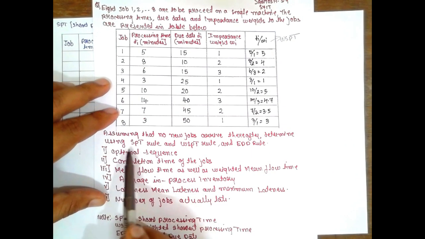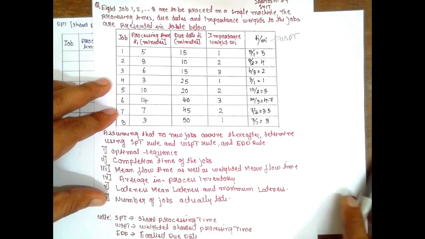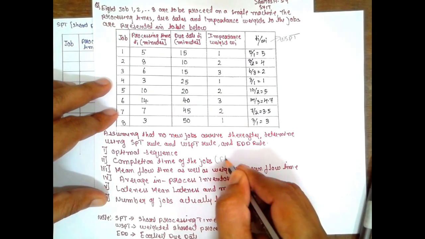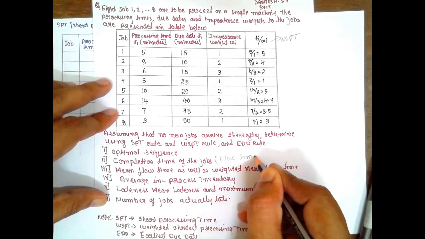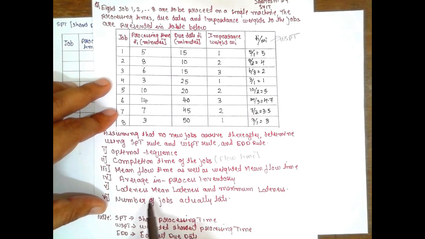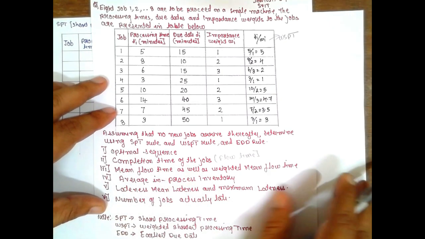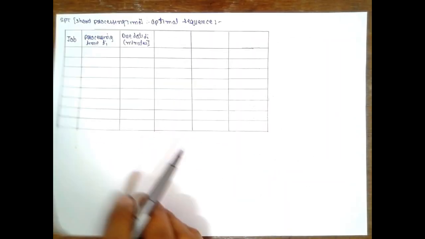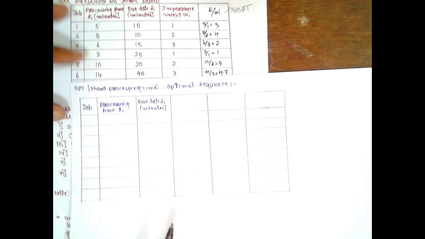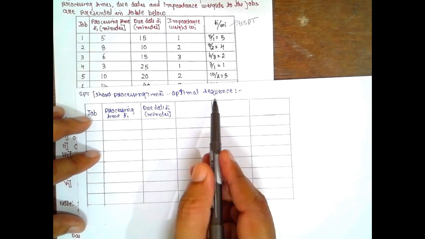Now first we have to find the optimum sequence and flow time, that is the completion time of the job. We need the mean flow time for SPT, WSPT and EDD rule, average inventory, lateness, and the number of jobs actually late. First I am going to use the SPT rule, shortest processing time, for the optimum sequence.